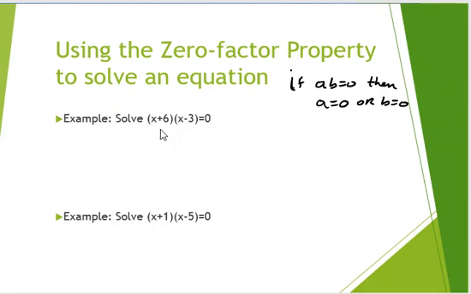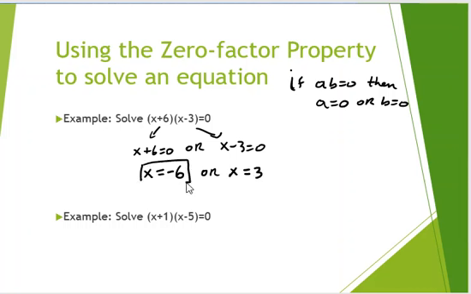So using that, we're going to set up this as x plus 6 equals 0 or x minus 3 equals 0. Therefore, x must be equal negative 6 to satisfy this equation, or x is equal 3. So negative 6 and 3 for x would satisfy this given equation and make it equal to 0.